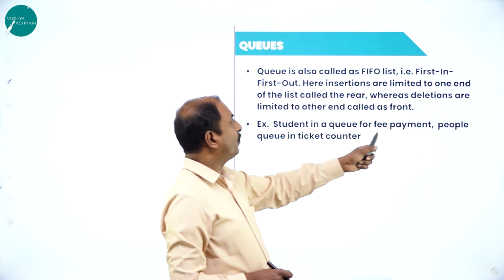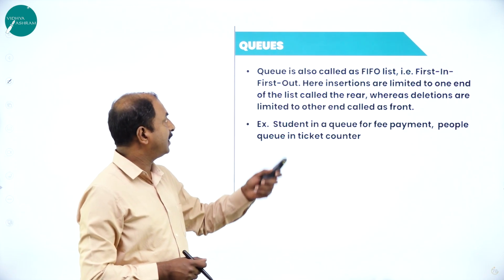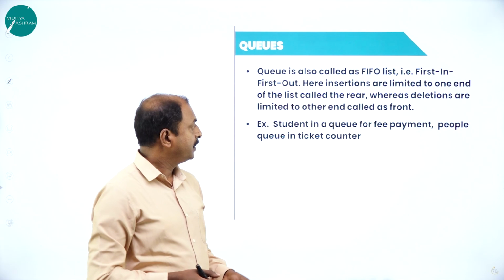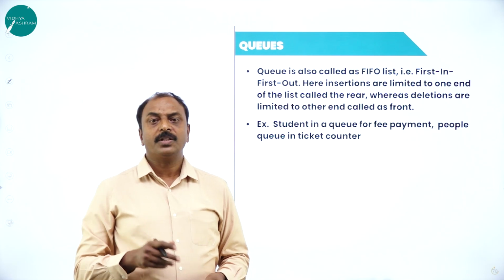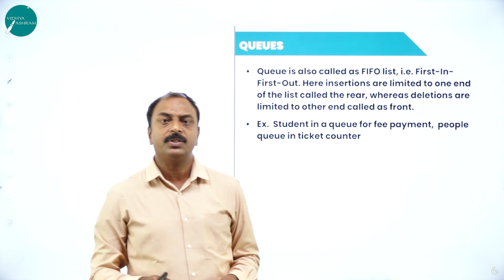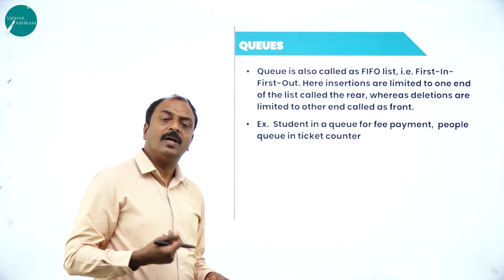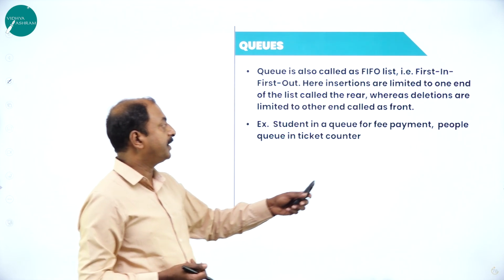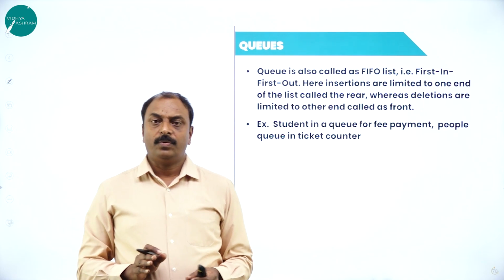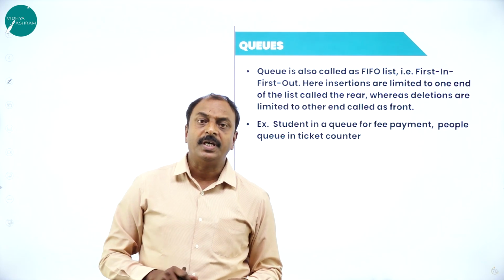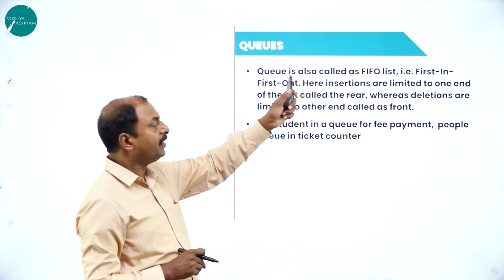Example, students in a queue for a fee payment or people in a queue at a ticket counter. This is a simple example where you can simulate the queue. Whenever you are standing in a queue, maybe at the counter, the person very near to the counter will get the ticket first. Then the second person, who is behind him, will get the chance to buy one more ticket. So in a queue, the first person entering the queue is the one to leave the queue. That is the concept of FIFO, first in, first out.